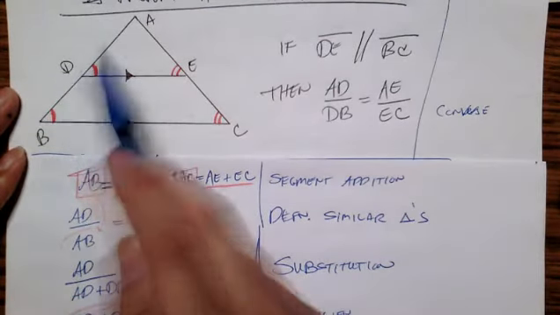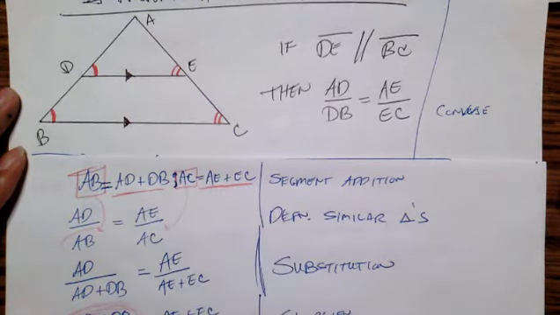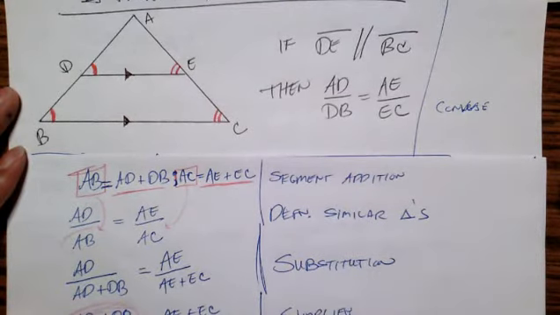AB is congruent to those two added together. AC is congruent to those two added together. Okay, which is what I did, and I wrote it out, and I said that is true because of segment addition. Then I went back to that little picture, and I said AD over AB is equal to AE over AC because they're similar. Definition of similar triangles.